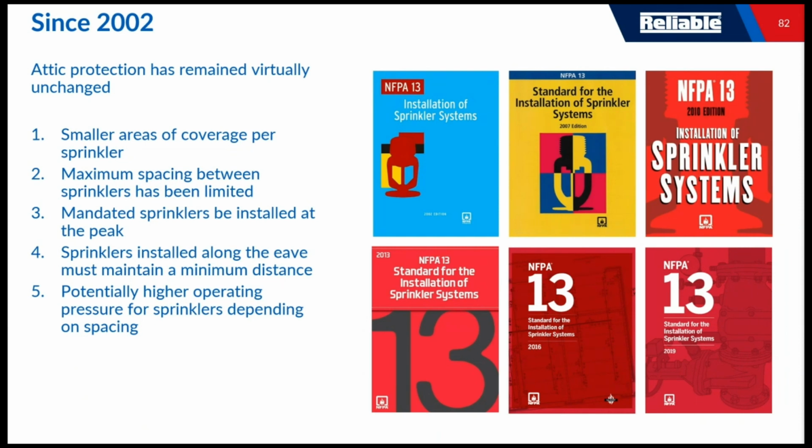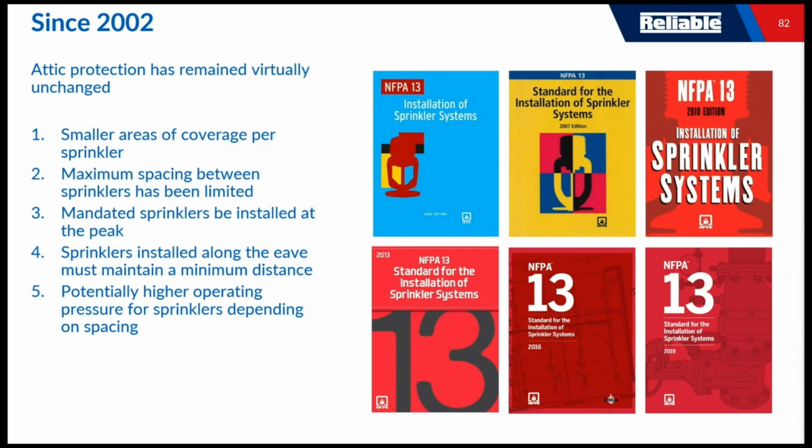But since really the introduction of attic sprinklers, there was a lot of assessment of using standard spray sprinklers in an attic. And in 2002, things changed quite dramatically for using standard spray in an attic. You get a smaller area of coverage per sprinkler now. The maximum space between the sprinklers had been limited. Sprinklers are mandated to be installed at the peak, no longer 3 feet down. Sprinklers installed along the eave must maintain a minimum distance.